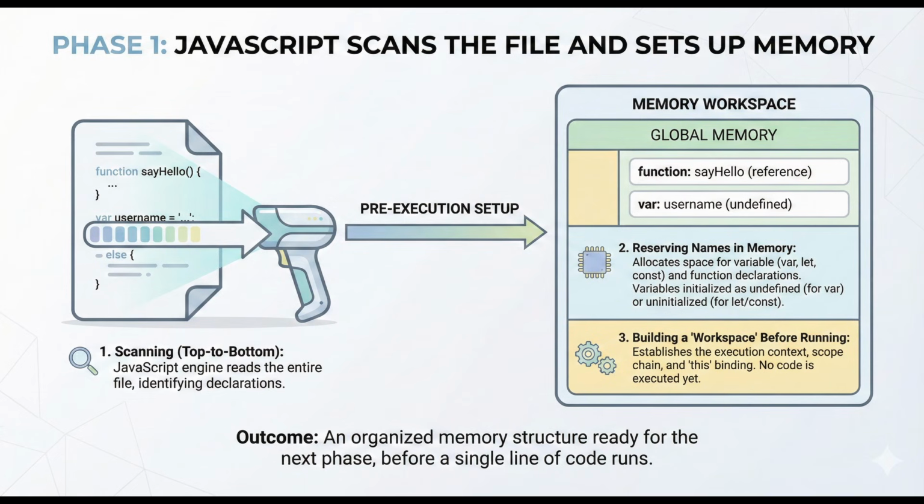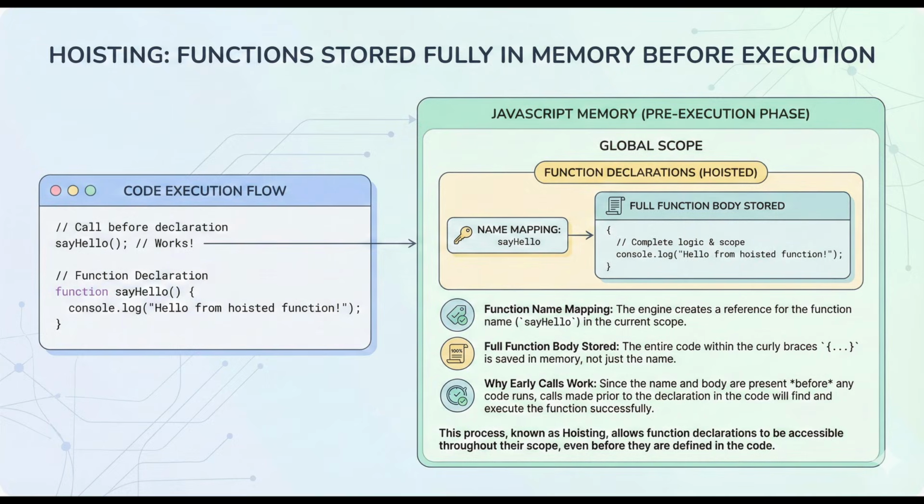For example, if you write a function called sayHello and call it before the function is written in the file, JavaScript already knows about it, because during the first scan, the function was fully stored in memory.